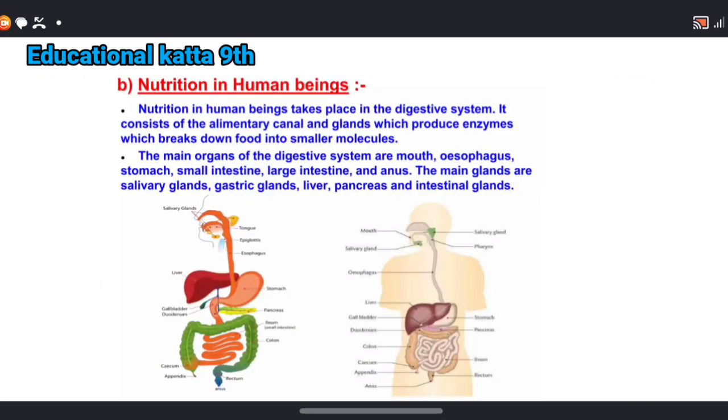Yes. Nutrition in human beings. Nutrition in human beings takes place in the digestive system. It consists of the alimentary canal and glands which produce enzymes which break down food into small molecules. I am giving just 2 to 5 seconds. Just read it.